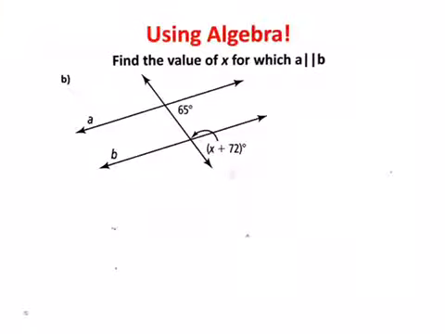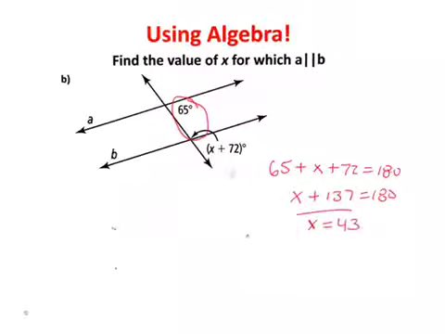Here, for which values of x is A parallel to B? So once again, we assume the lines are parallel, so that means these two angles are same side interior, so that means they add up to be 180. So we've got 65 plus x plus 72 equals 180. We'll go ahead and combine like terms. We get x plus 137 equals 180. I'll subtract 137, and I get x equals 43.